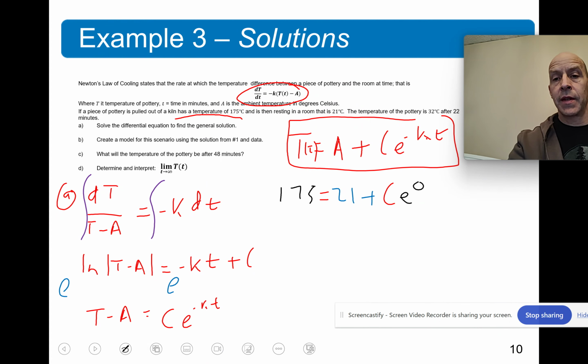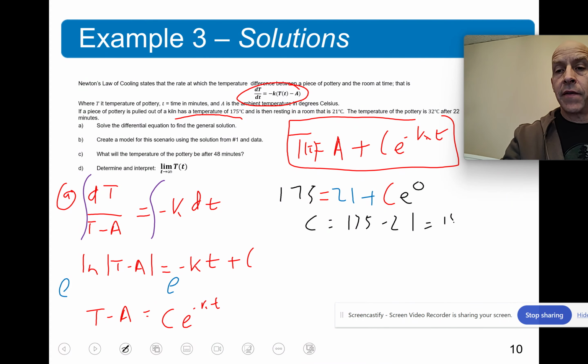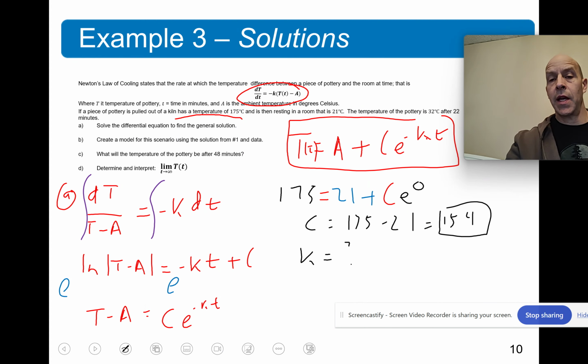And so we basically get C is equal to 175 minus 21. And just because Mr. Allen doesn't want to get this wrong, I'm going to make sure I use my calculator. So that's 154. That's C. Now we want to find K. So we got C, let's find K.